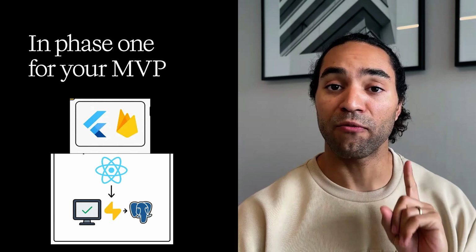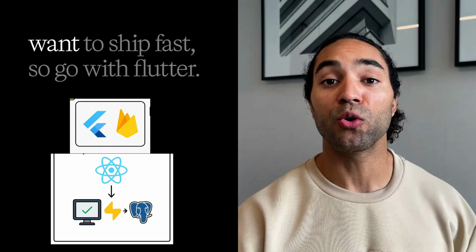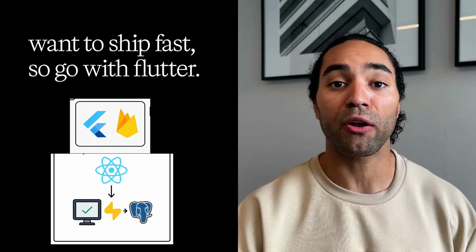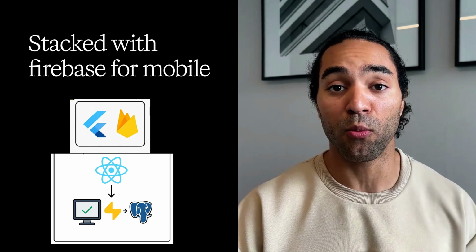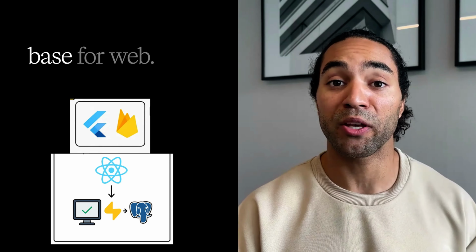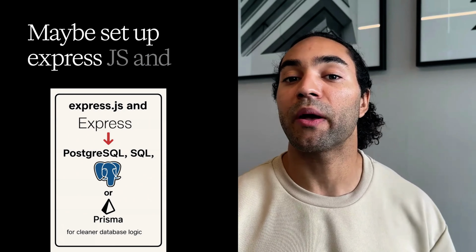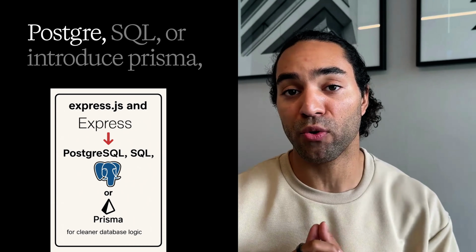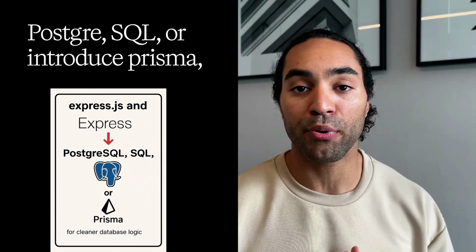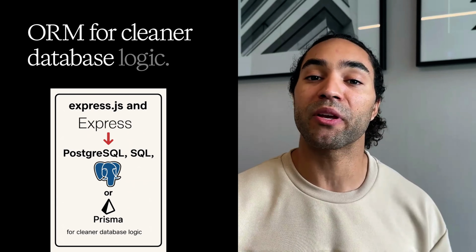In phase 1, for your MVP and pre-launch prototype, you want to ship fast. So go with Flutter stacked with Firebase for mobile or React stacked with Supabase for web. You don't need custom microservices yet. In phase 2, once you've validated demand, onboarded beta users, and started collecting data, you can start moving toward a modular backend, maybe set up Express.js and PostgreSQL, or introduce Prisma ORM for cleaner database logic.